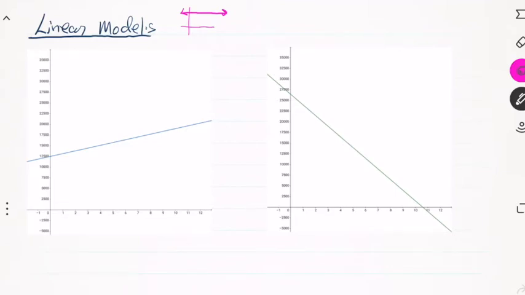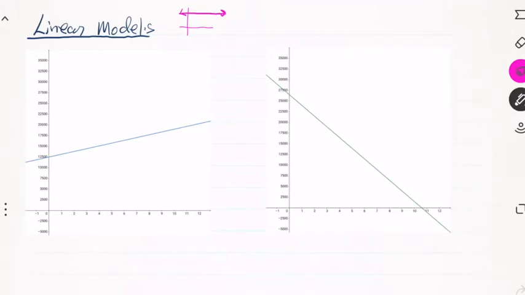All right, so let's talk about these linear models. The graph on the left I basically built on simple interest. You get a little bit of money every single month for interest on money, and it goes up nice and steadily. The graph on the right I built on depreciation, kind of like the depreciation of a car over time. As you own a car over the years, the value of the car is declining a little bit every year.